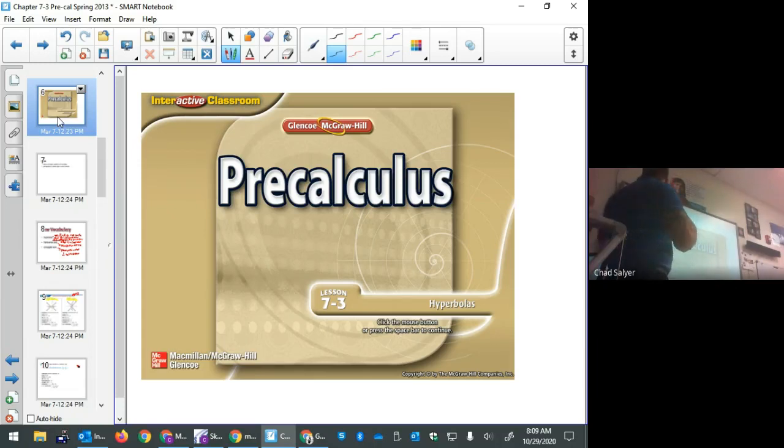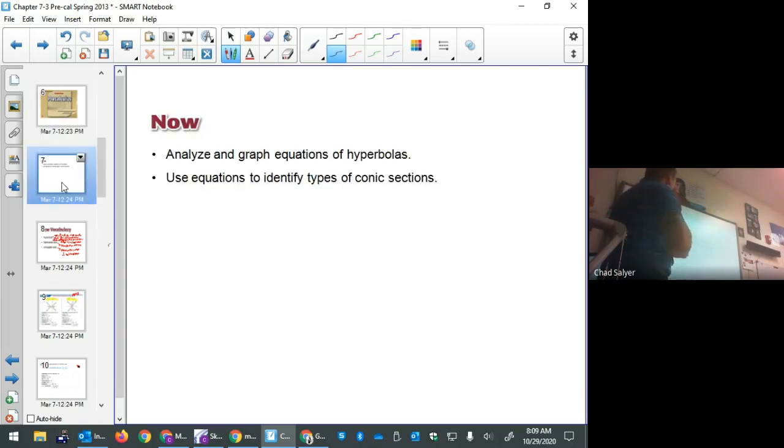All right, hyperbolas. Not to be confused with hyperbole, which is a literary device meaning to grossly exaggerate. We're going to analyze and graph equations of hyperbolas, and we're going to use equations to identify the different types of conic sections. Some definitions.